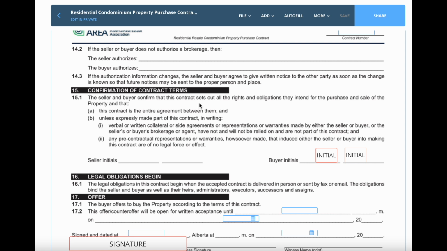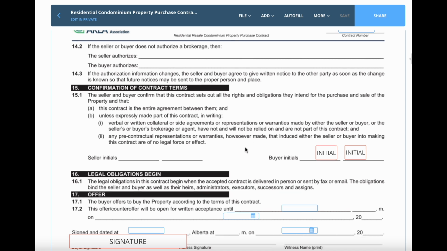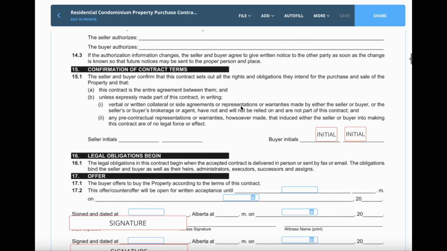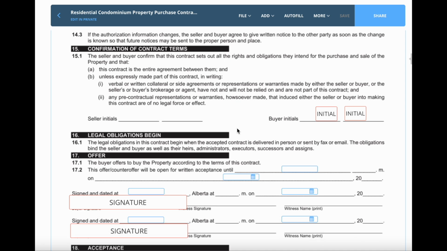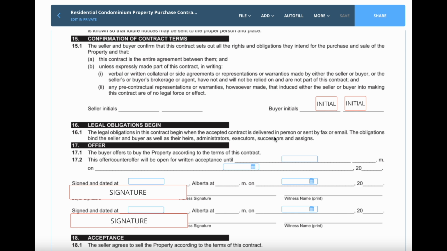Confirmation of the contract terms. That there are no side agreements or warranties or representations made by either the seller or the buyer, and they have not been or will not be relied on as a part of this contract. Any pre-contractual representations or warranties have no legal force, so this is also very important. What's not on paper doesn't count. The legal obligation, of course.